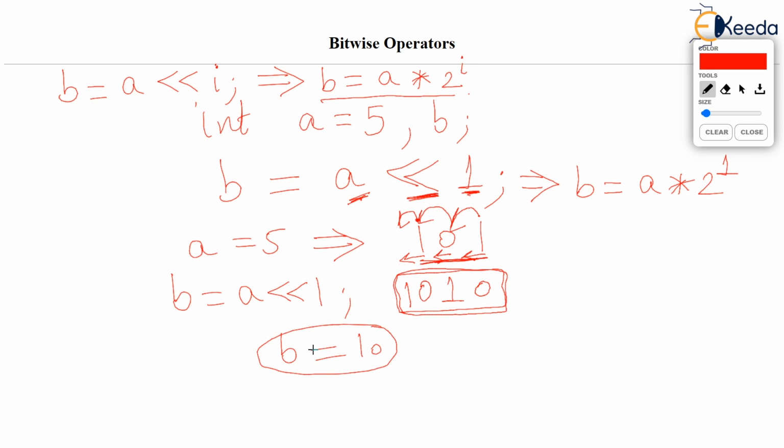Come again. What was the expression? B should become equal to A left shift 1. What was the value of A? A was 5. But left shift by 1 means 5 is multiplied with 2 raised to 1. Tell me, isn't B equal to 5 multiplied by 2? That is 10. Hence proved that if A is left shifted by I, then A is multiplied by 2 raised to I. Let's see the right shift operator.